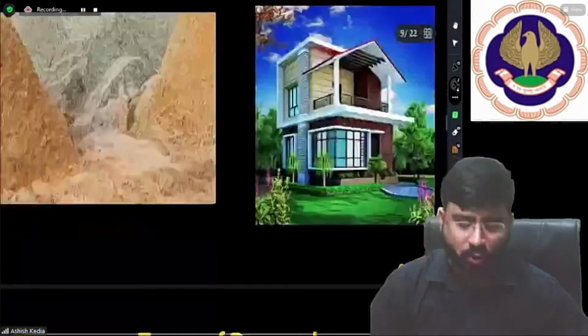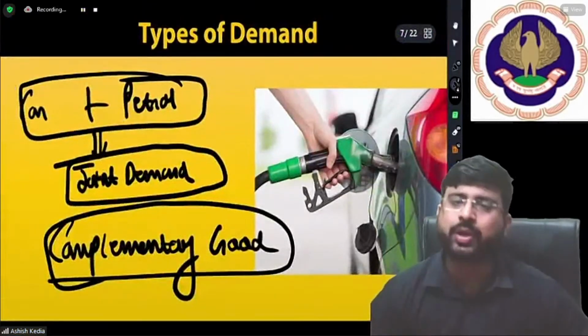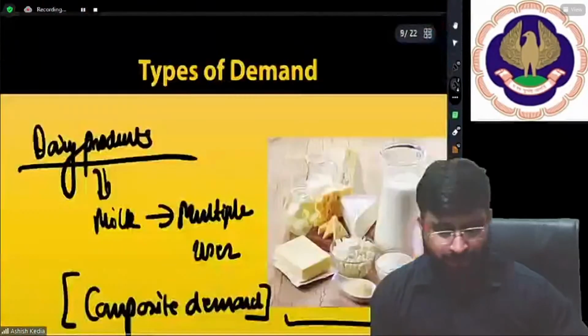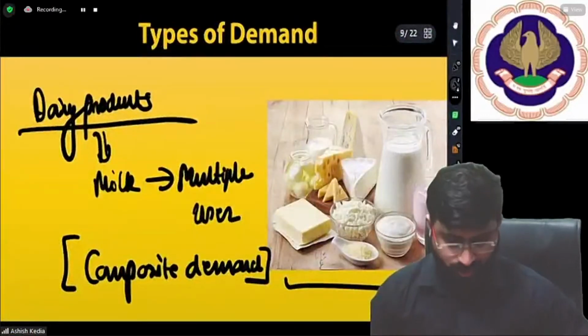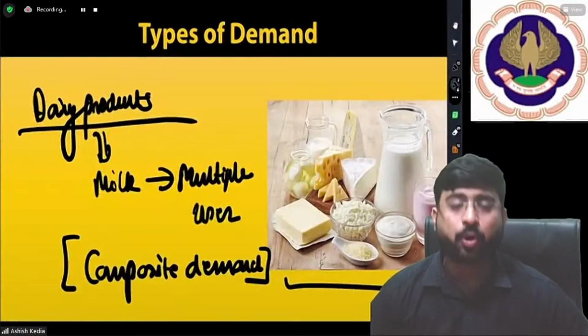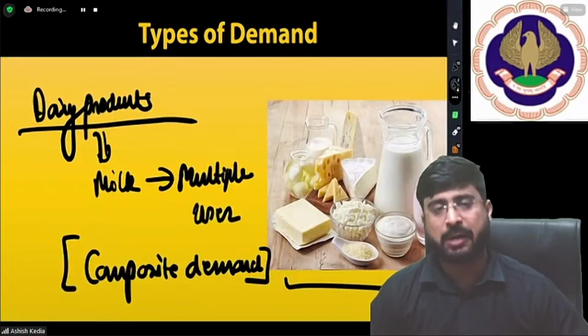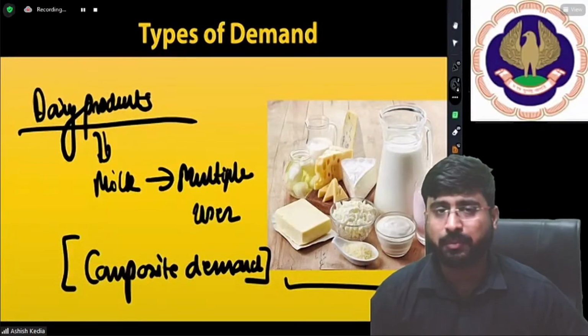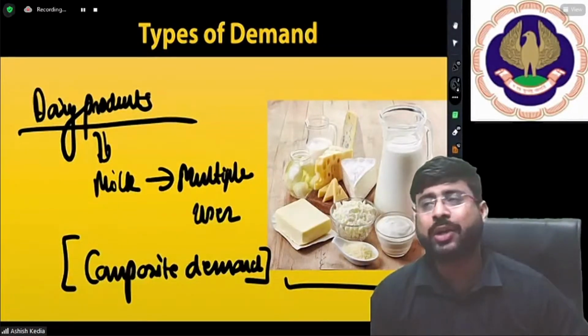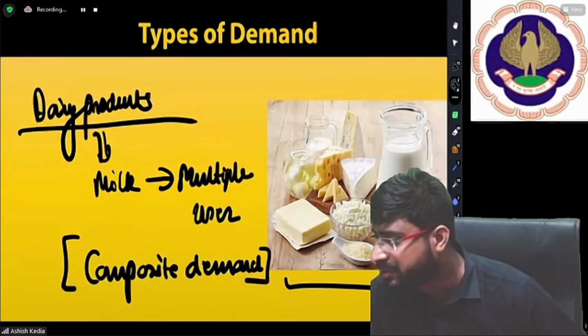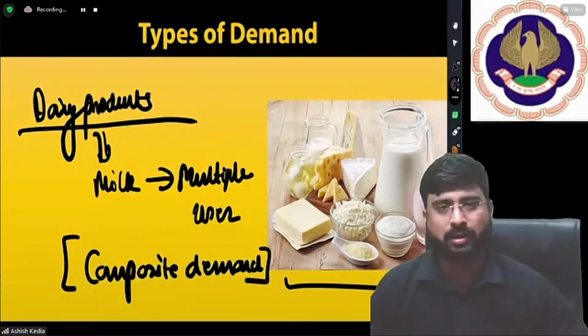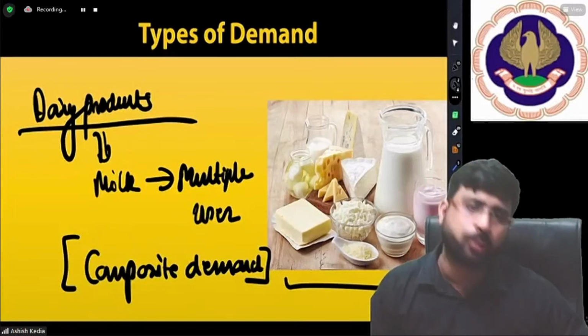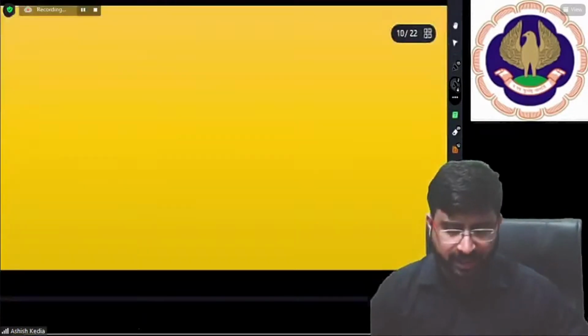So what is joint demand? Products that are wanted together, like car and petrol. And what is composite demand? Demand for products which have multiple uses, like milk, because milk has multiple uses. When you demand such products, the demand for them is said to be composite in nature. Yes, sir, we get it, sir.